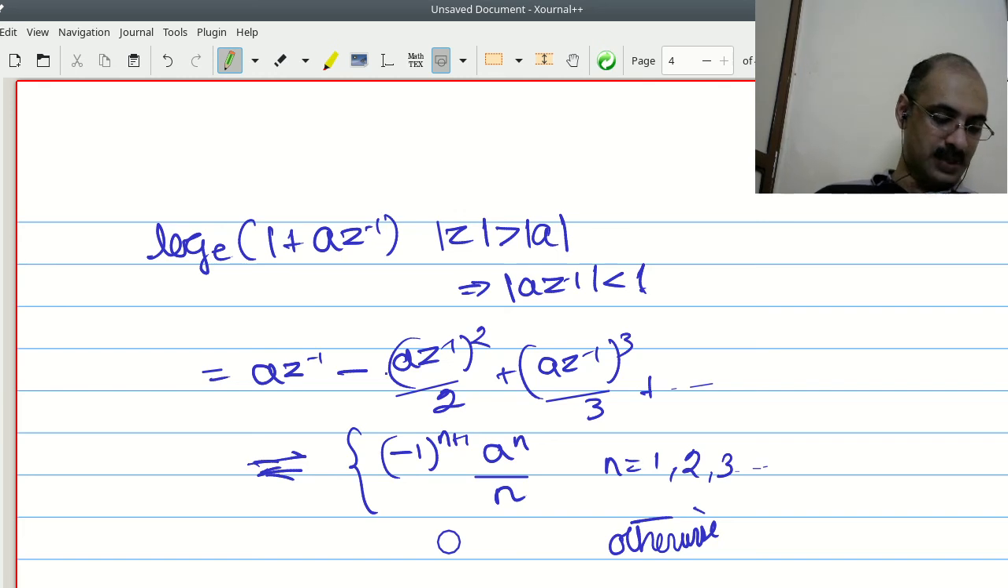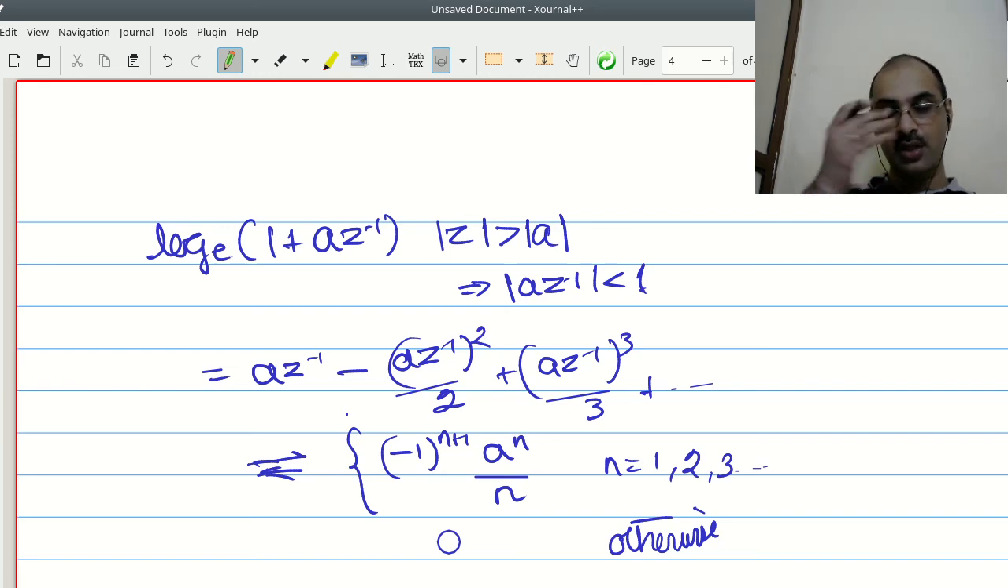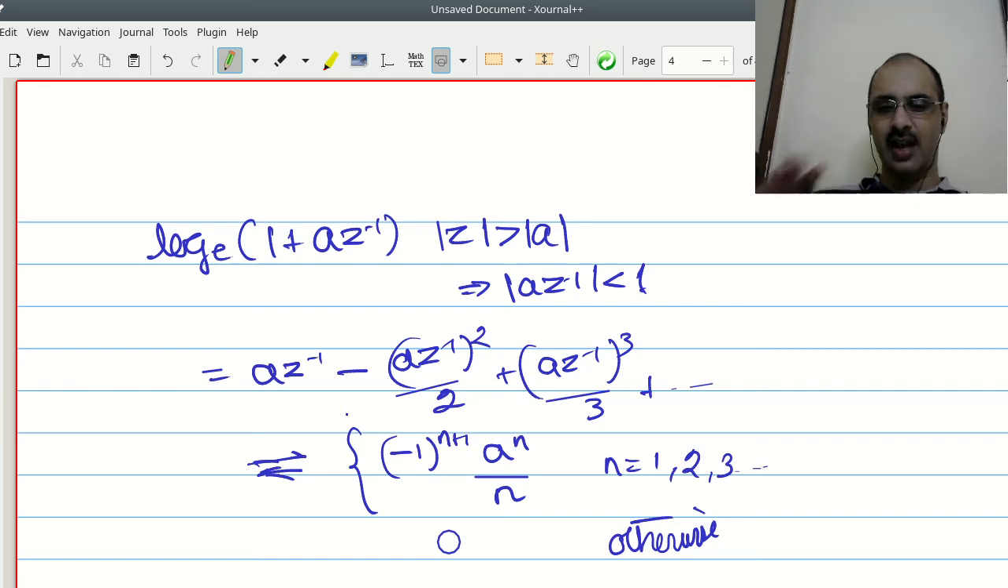So these are some simple approaches to invert Z transforms. Notice that if you want to do some complex integration, you can do that, but typically for the purposes of this course, this approach is sufficient and actually powerful enough for you to handle a large class of signals.